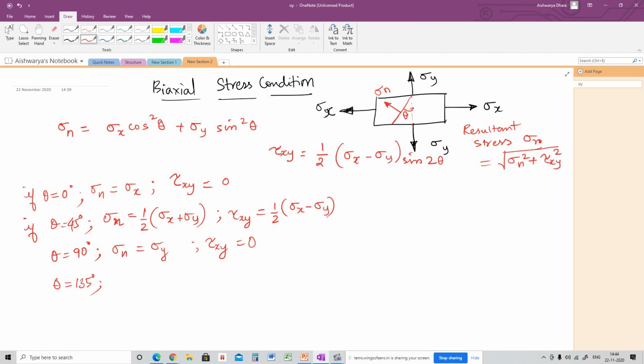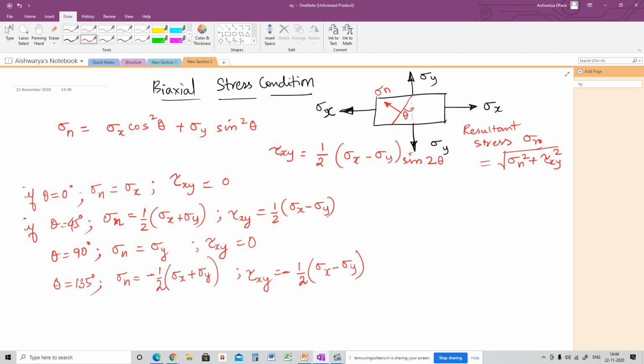Then theta is 135 degree. Sigma n is minus of half of sigma x plus sigma y, yes, ma'am. Then for tau, again we have the minus sign. Right?